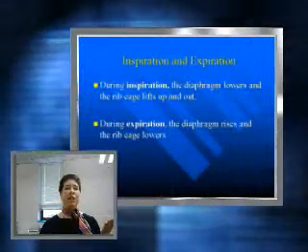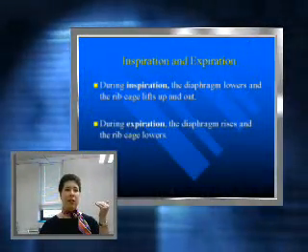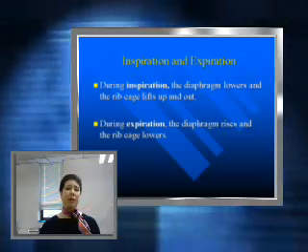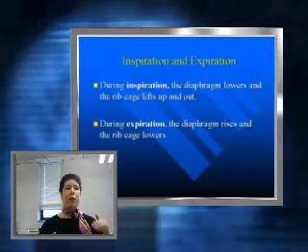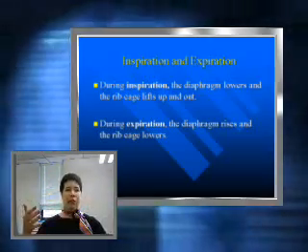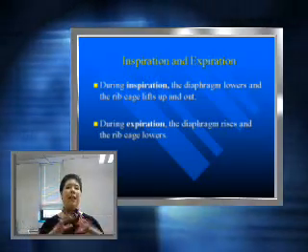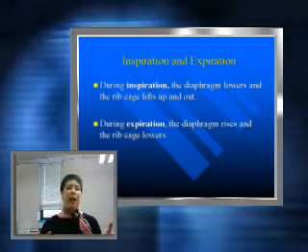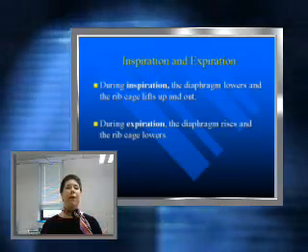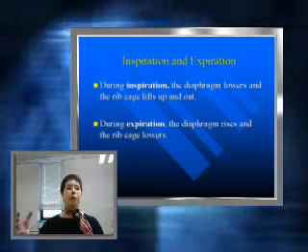Okay, so during inspiration, due to nervous stimulation, signals from the brain and the nervous system to the diaphragm and the rib cage, the diaphragm lowers and the rib cage lifts up and out. During expiration, due to the lack of nervous stimulation, everything sort of relaxes. We have the diaphragm rising back to its normal position and the rib cage lowers.